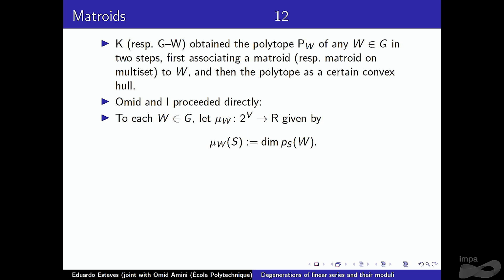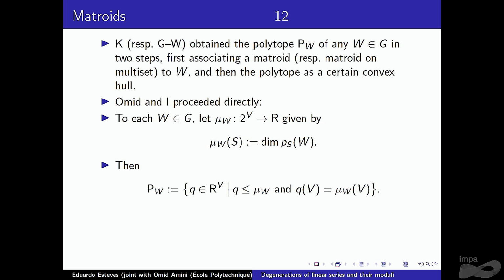Dimension of a vector space. And then they define the polytope. I mean, we define the polytope, but it's the same as the one before, as the set of real valued functions Q in R^V that satisfy this condition: Q of W is smaller or equal than this mu of W for every subset, and for the whole set V, you have that Q of V is the dimension of W, which is r plus 1 in our case.